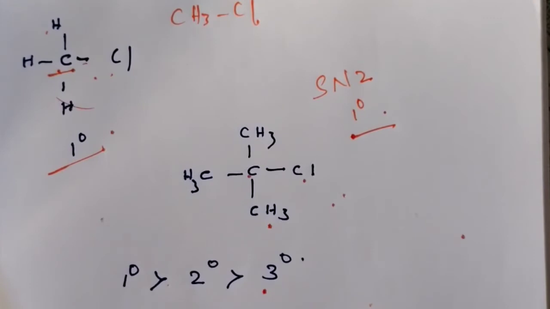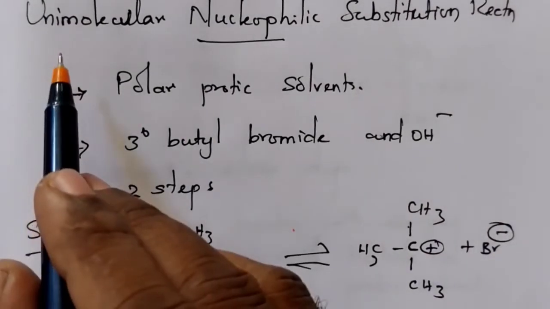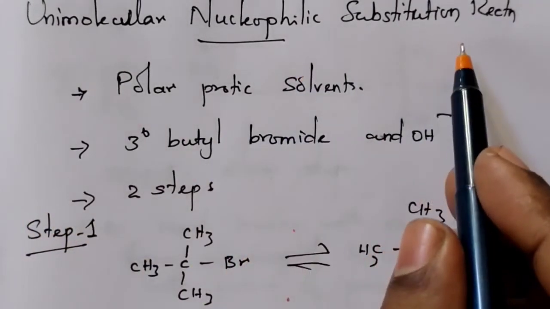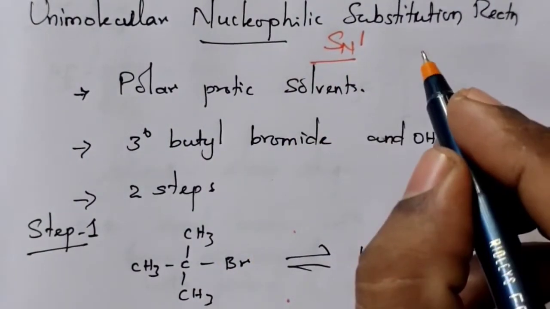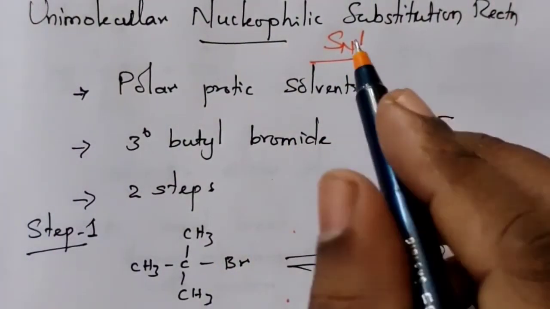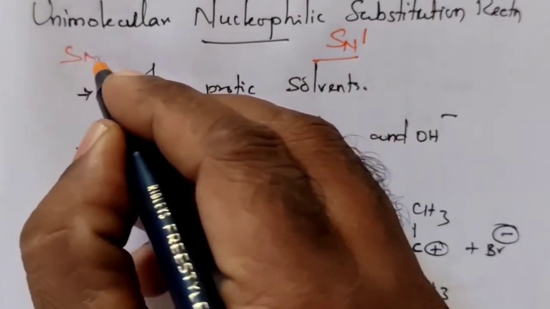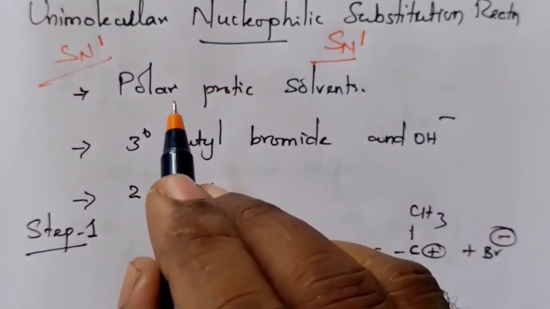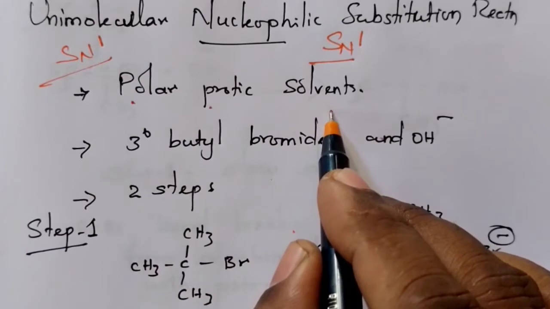That is all about bimolecular nucleophilic substitution reaction. Mechanism of unimolecular nucleophilic substitution reaction, that means SN1 reaction. The unimolecular nucleophilic substitution reaction, or SN1 reaction, proceeds in polar protic solvent.